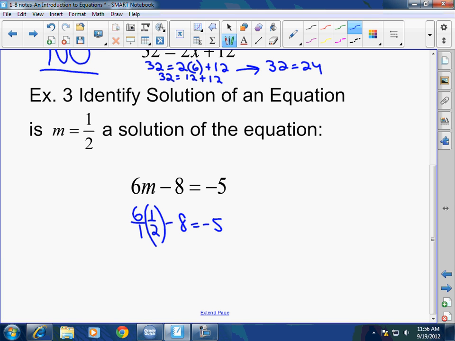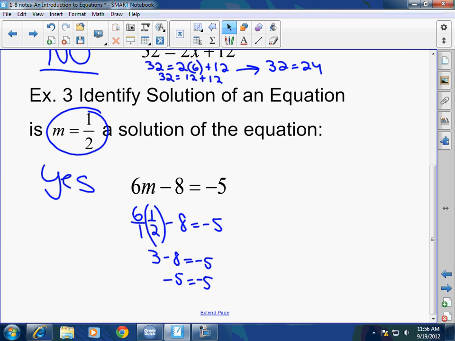What's 6 times 1/2? 3 minus 8. What does 3 minus 8 equal? Does -5 equal -5, gentlemen? So is m equals 1/2 a solution? Yes. Does that make sense, gentlemen? Okay, awesome. May I continue?